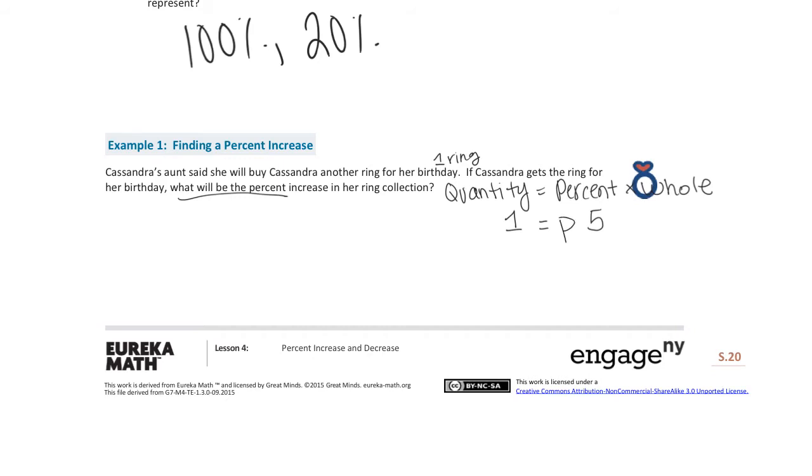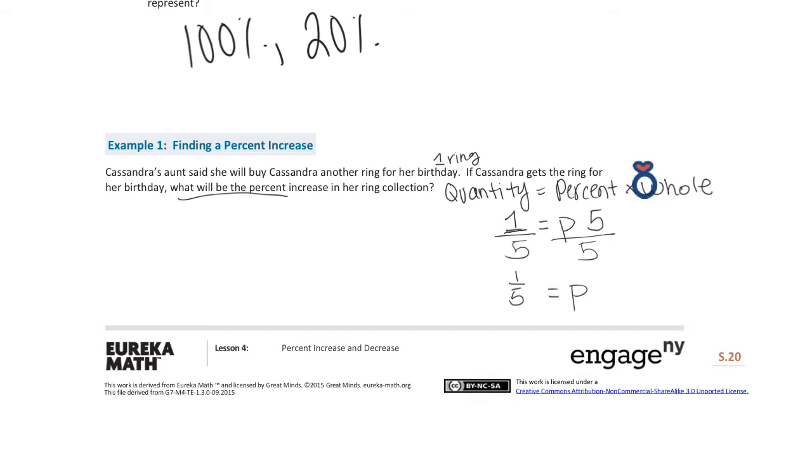Now we need to look at the formula here and try to get P by itself to know our percent. To do that, we can divide by 5. And here is why. P and 5 is a multiplication problem. What's the opposite of multiplication? Division. So we're going to divide 5 by 5 to get 1P. And now I have 1 divided by 5, which we know is 1/5.